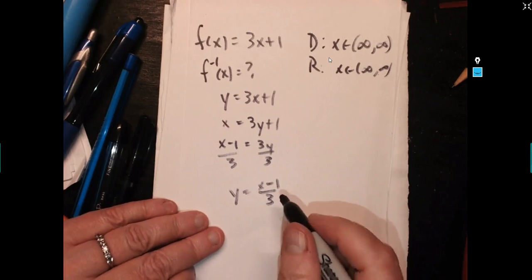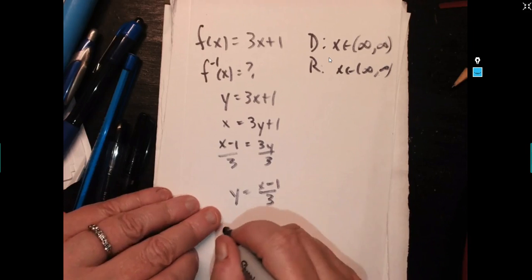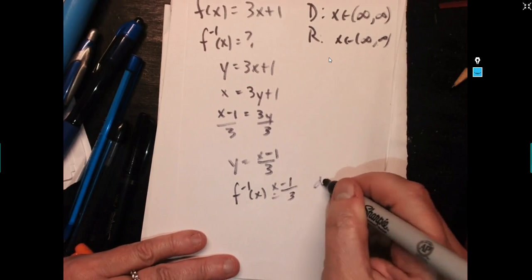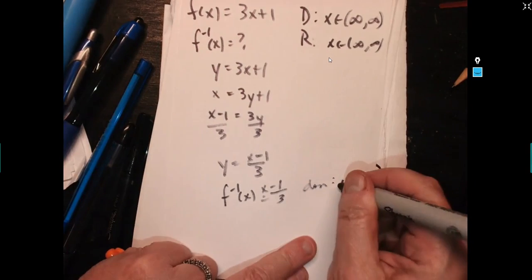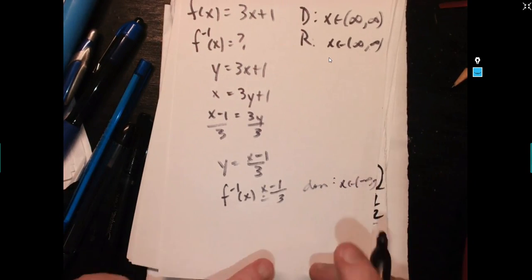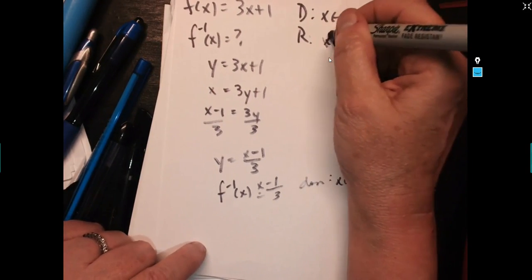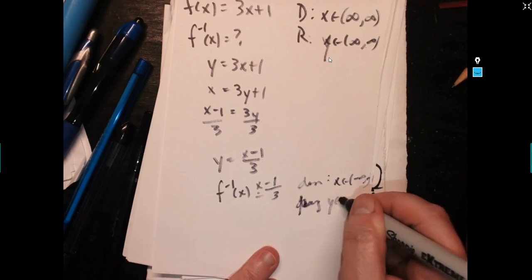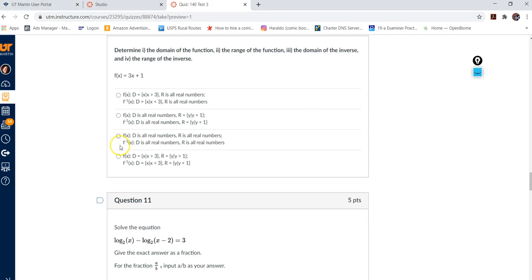There is no restriction on x whatsoever. Yes, we have a fraction, but x is not in the bottom. And so this is my inverse. And the domain, there's no restriction. But the domain of f inverse is the same as the range of f. And the range of f inverse is the same as the domain of f. So my range here is also going to be y from negative infinity to positive infinity.